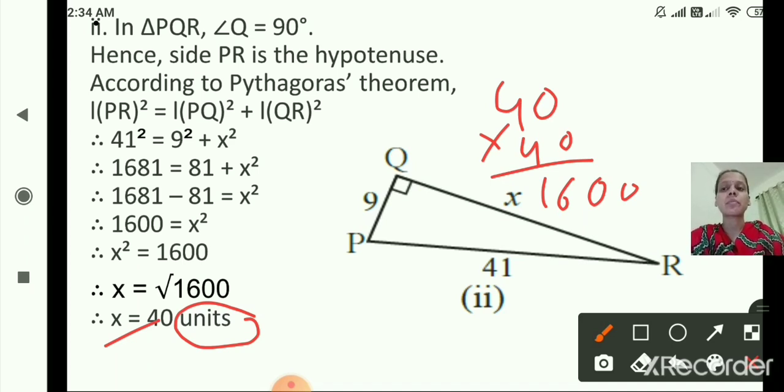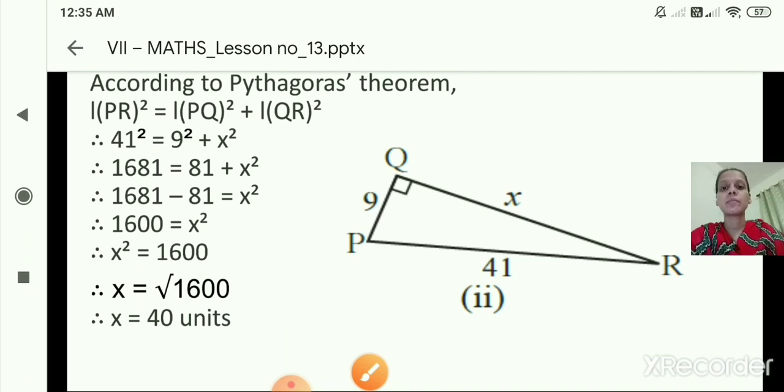So using Pythagoras theorem we found the value of x. If x square is equal to 1600, therefore x is equal to square root of 1600. So what is the square root of 1600? That is 40. And what is the square of 40? That is 1600. The square root of 1600 is 40 and the square of 40 is 1600. Hope you are clear with this sum. Now we'll move to the second question.